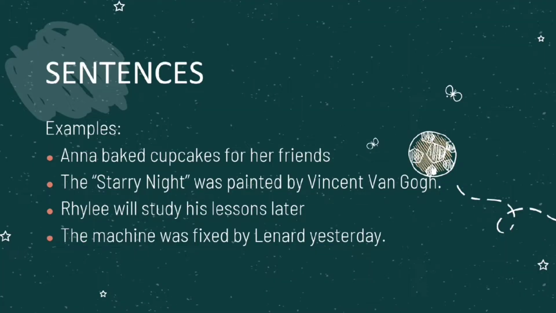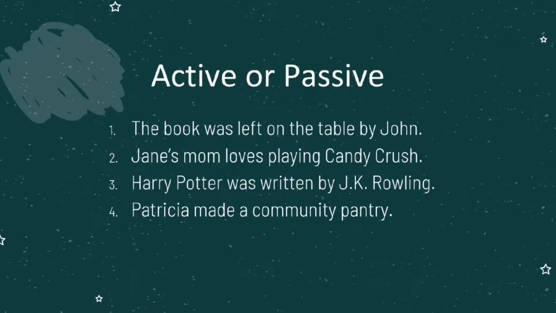Before we start, I'll present sentences. Look for the verb and the subject, and notice how the sentences are structured, and keep them in mind. Here are the examples. Number 1. Anna baked cupcakes for her friends. Number 2. The Starry Night was painted by Vincent van Gogh. Number 3. Riley will study his lessons later. Number 4. Leonard fixed the machine yesterday. Now, remember the structure in the first examples and identify if the sentences are in the active or passive voice.